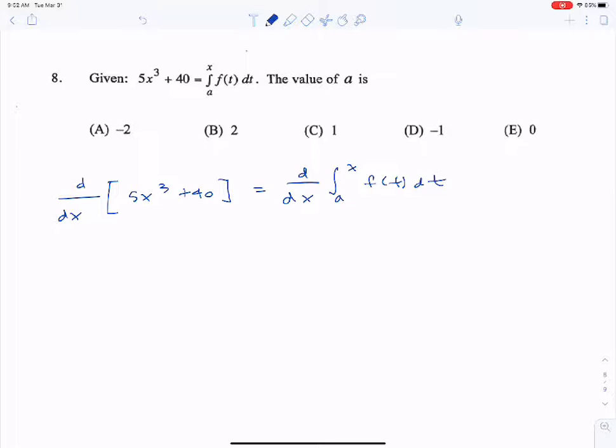So when I take the derivative of the left-hand side, I get 15x squared. When I take the derivative of the right-hand side, I get f of x. Okay? So what this tells me is, well, that's the first part. So again, the way I evaluate that is the second fundamental theorem of calculus when I go and do that.